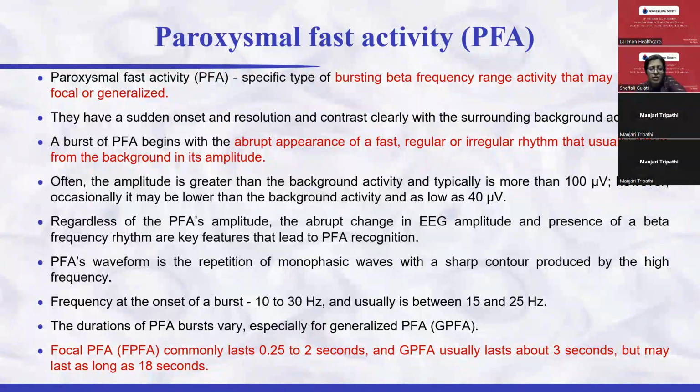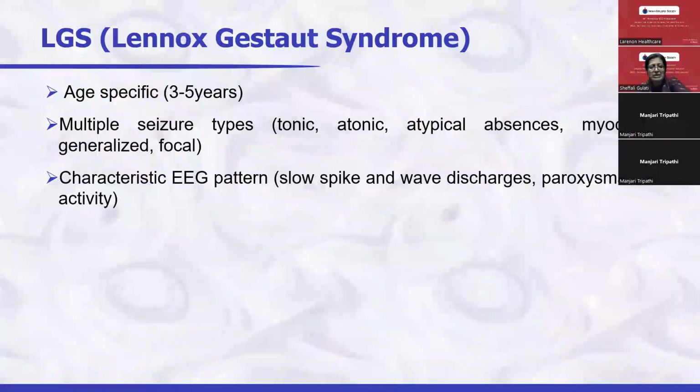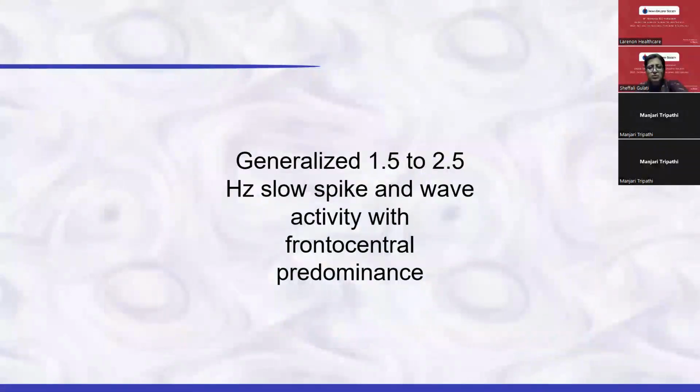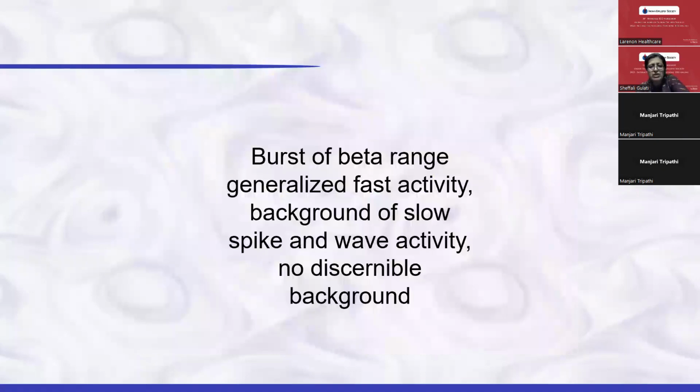You may have focal PFAs, which may last from 0.25 to 2 seconds, and generalized PFAs, which last for about 3 seconds, but may last for up to 18 seconds. So, to summarize, in the LGS, you can see this generalized 1.5 to 2.5 Hertz slow spike and wave activity with frontocentral predominance, and these PFAs, which are bursts of beta range generalized fast activity, with a background of slow spike and wave activity with no discernible background.